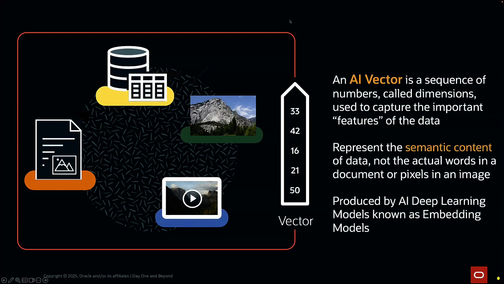So, Sean, where can you get these embedding models, and how do you figure out which one you'd want to use? Another good question.